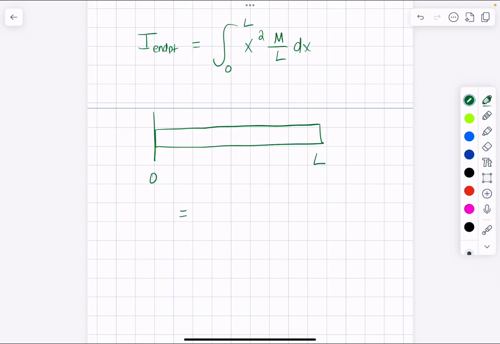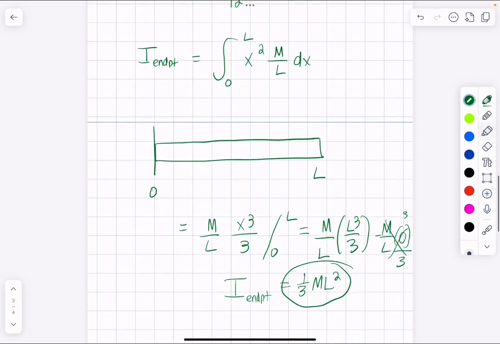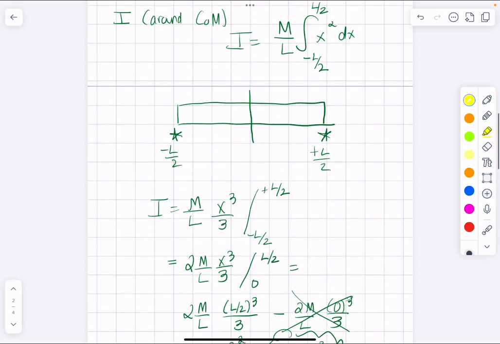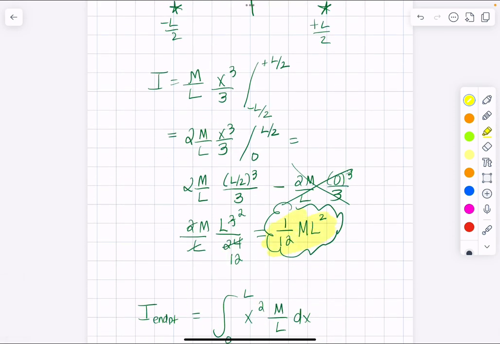So when I integrate this, I'm going to get m over L times x cubed over 3, and I'm going to go from 0 to L. So I get m over L times L cubed over 3 minus m over L times 0 cubed over 3, right? But that's all 0. So when I do this, I get 1/3 mL squared. So the rotational inertia of a rod around its endpoint is 1/3 mL squared, and the rotational inertia of a rod around its center is 1/12 mL squared. And we are done with that derivation.